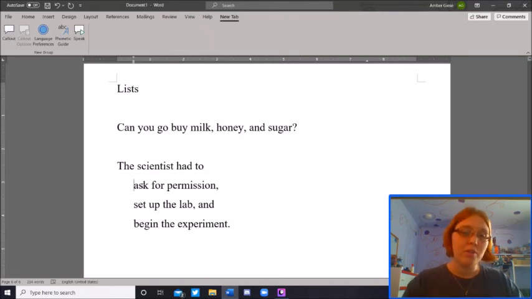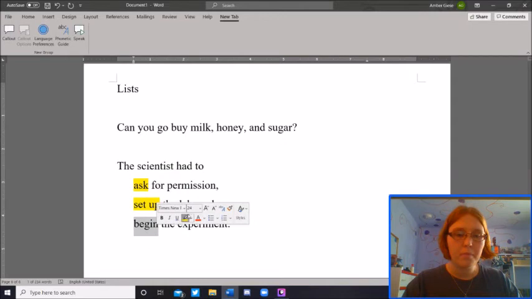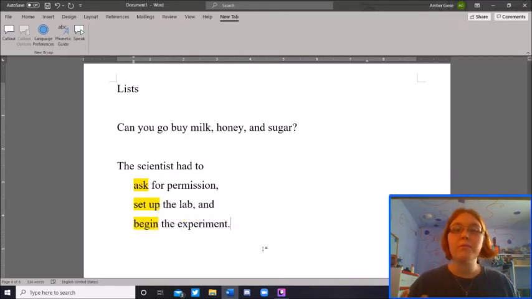Each of these verbs, which I'm going to highlight because highlighting is fun, is the same tense. Yes, tense. Tense is the word I'm looking for. It's the same tense. Ask. They have to ask. They have to set up. They have to begin.